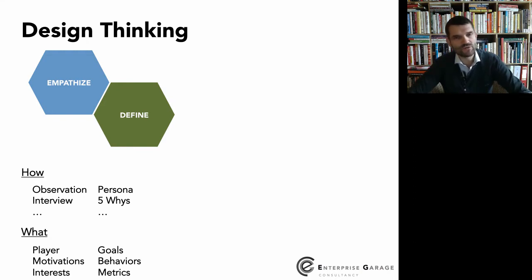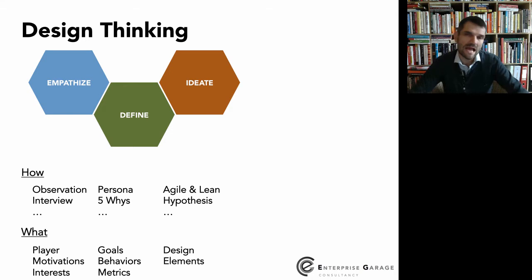And you use techniques like, why would she do that? Is she motivated? What are her goals? What are her behaviors? What is she looking at from a metrics perspective? Or if not, what could we look at from a metrics perspective? Then we ideate around it, we try to find better ideas, change our hypothesis. We use different design elements that we have.